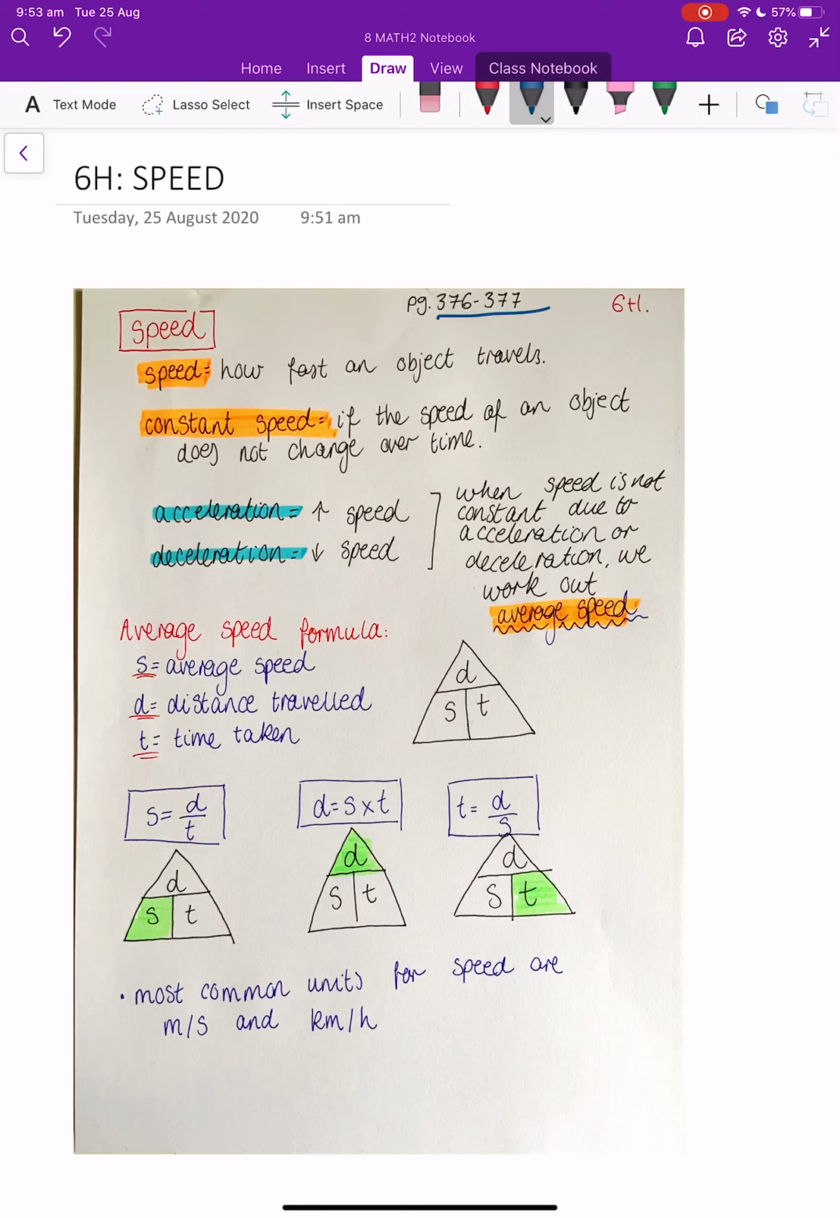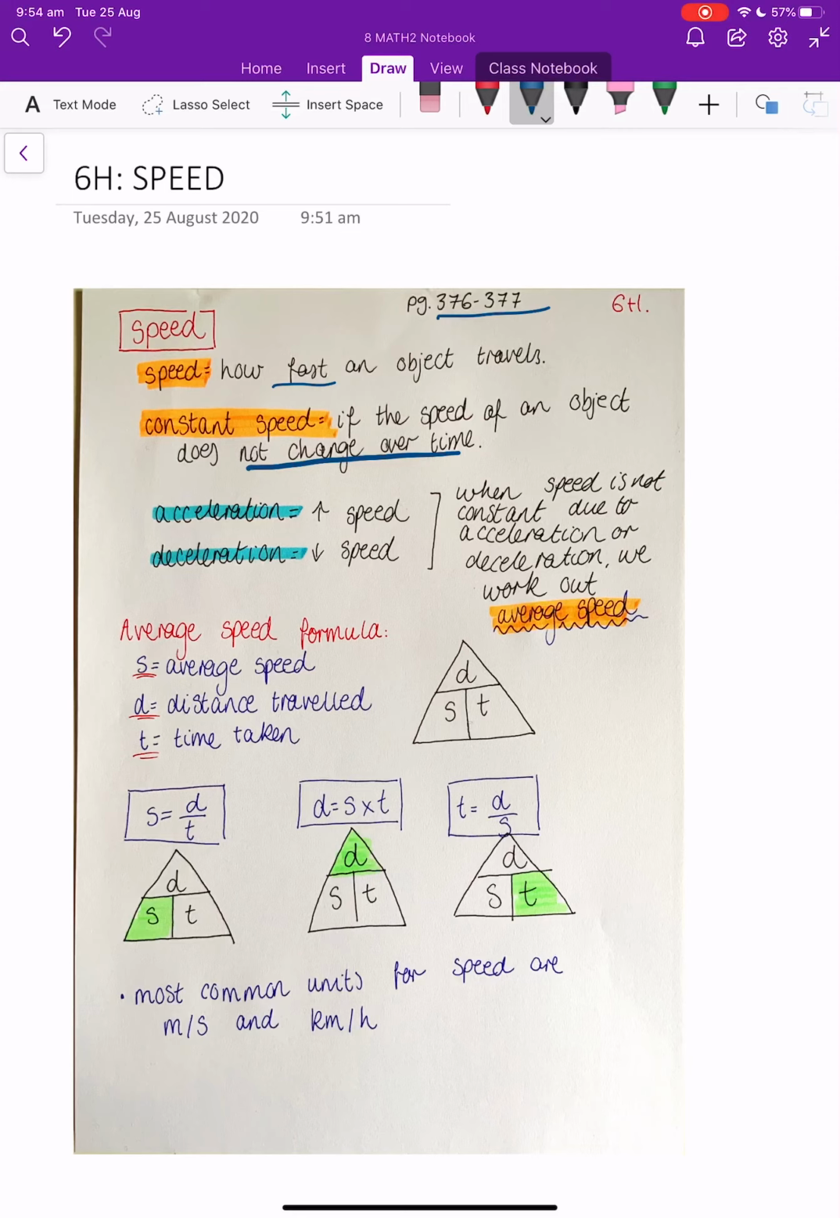Now, it's important to have a definition of speed, and whenever I'm talking about speed, we're just talking about how fast an object travels, and that object can really be anything. It could be a car, a bike, it could even be a snail. Often we're concerned with constant speed, so if the speed of an object does not change over time, what speed is it traveling constantly? And one thing you might think of when you're thinking about constant speed is cruise control, okay, in a car.